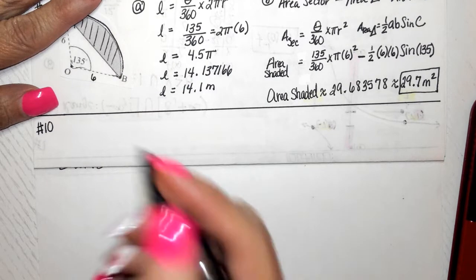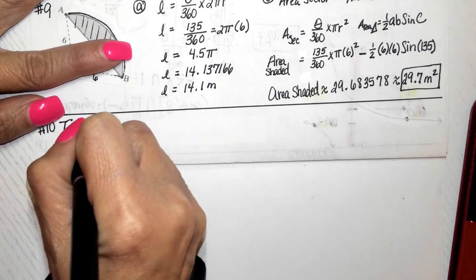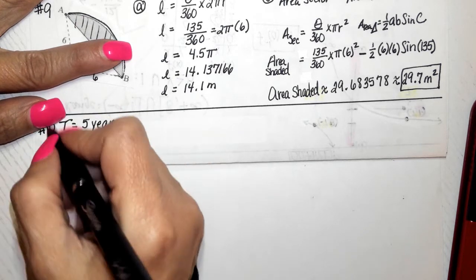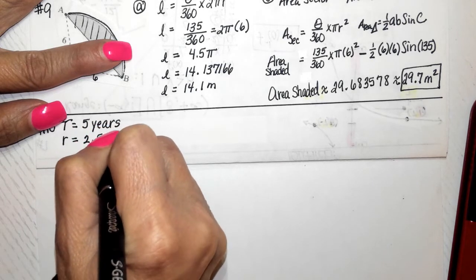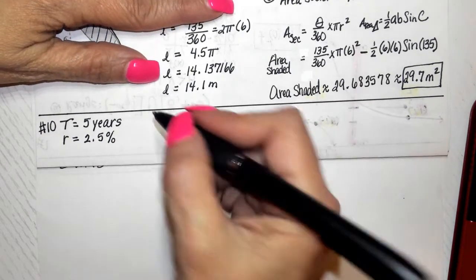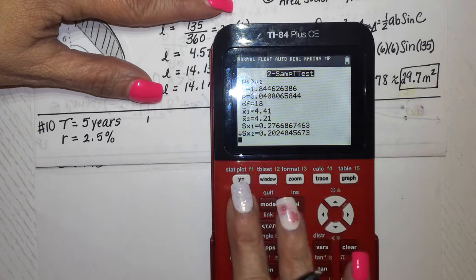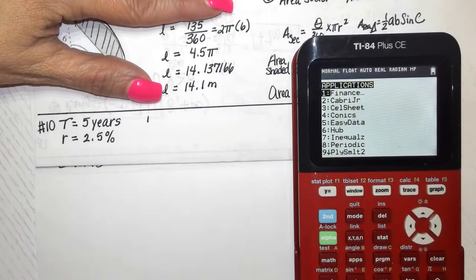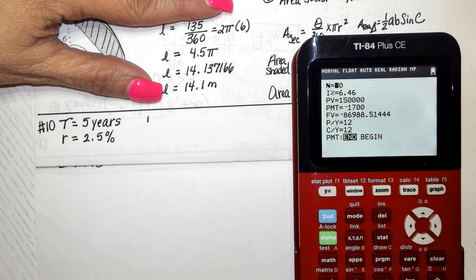So I'm going to write down here on this one, T was 5 years. This was the time that we were investing it. And you had to know that your rate you were investing was 2.5%. All right. Now what I'm going to do on this one is I'm going to go here on my financial app solver and click that. I'm going to go to my apps and I'm going to go to my financial app solver, TVM solver. All I'm doing is hitting enter.